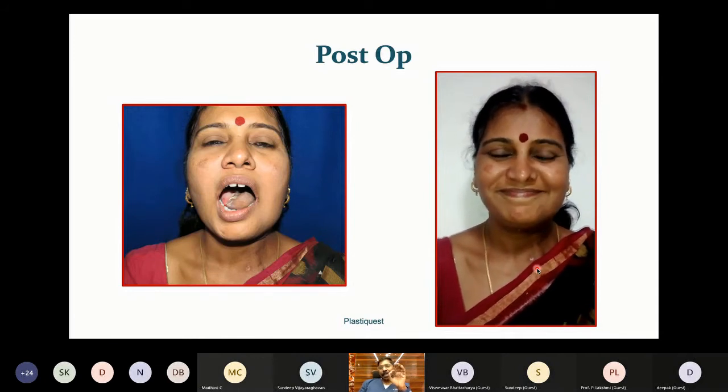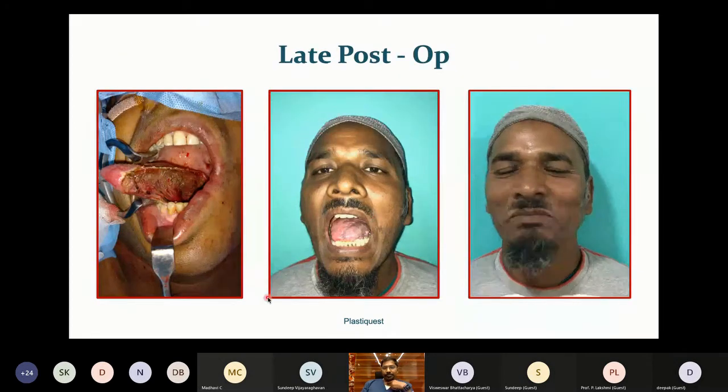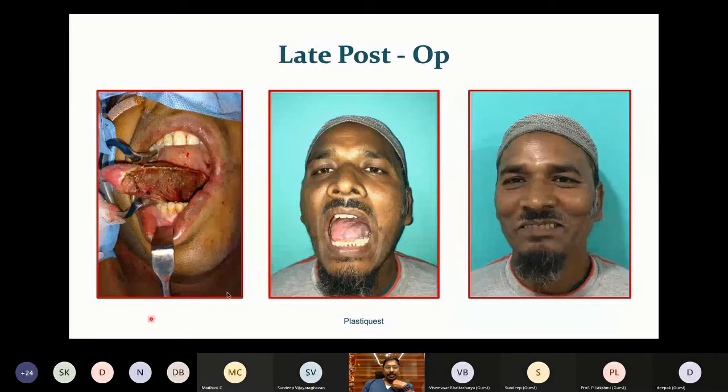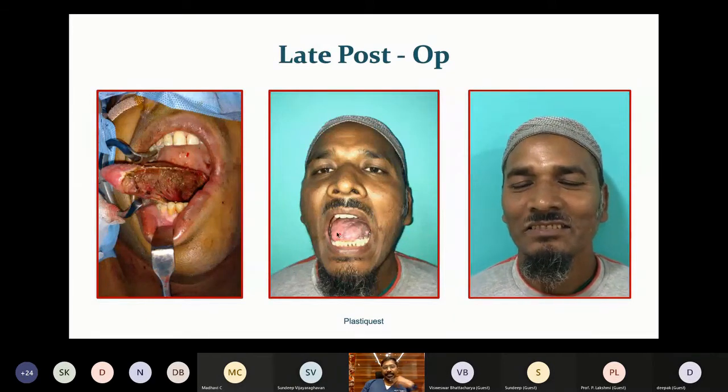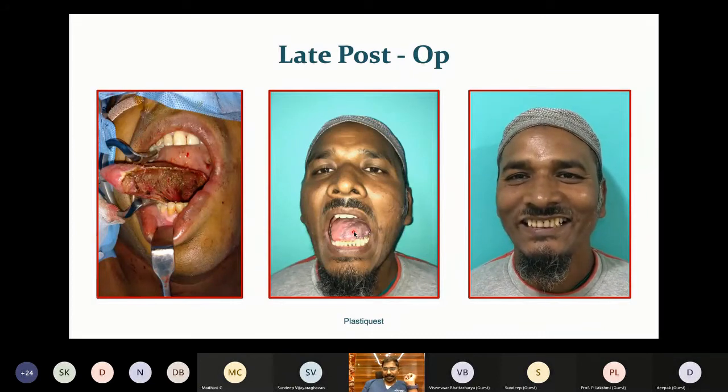So this should be the aim of our reconstruction when we have a partial glossectomy. This is one of the best results. And this is another case to show again a partial glossectomy. Here again you can see that shape, you can get a good bulk and shape. Once it mucosalizes, even the flap mucosalizes, you will not be able to understand whether it's reconstructed or not. Yes, this is tongue.